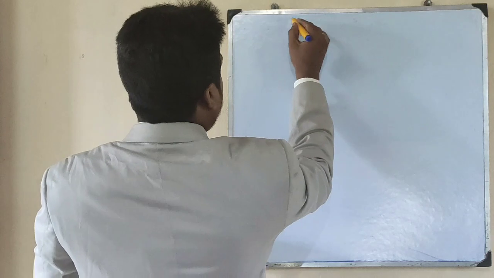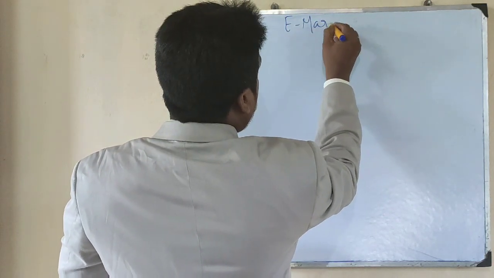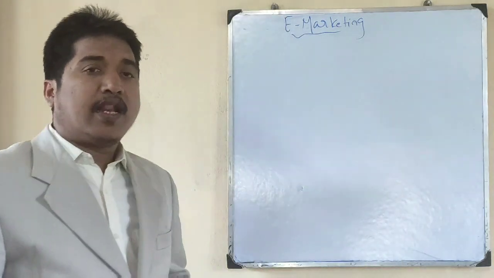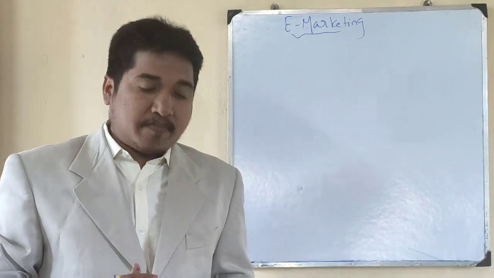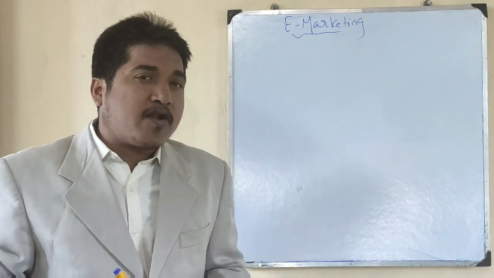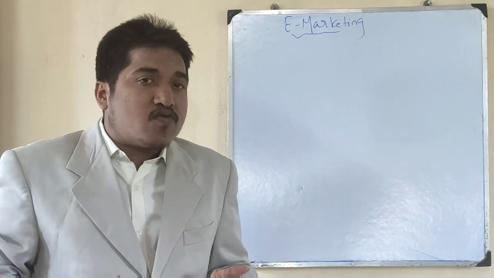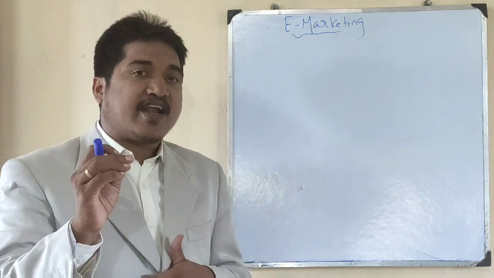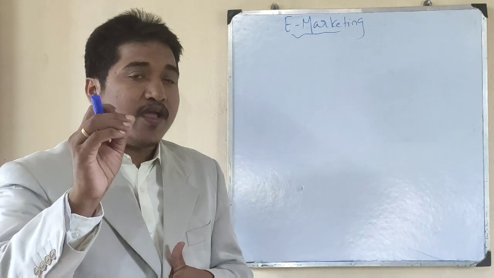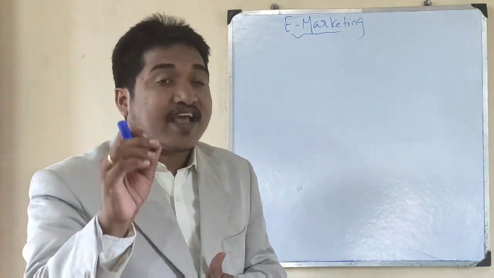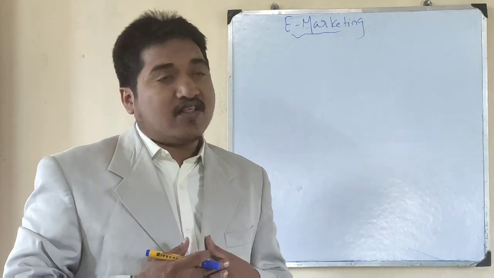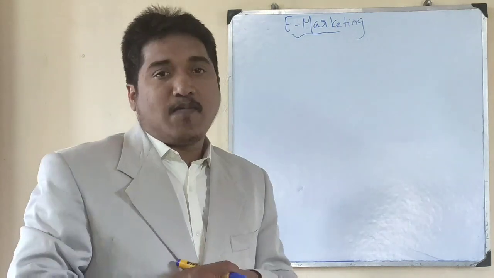Now I am going to tell about the topic of e-marketing. The name e-marketing represents electronic marketing. What is the main use of electronic marketing? Nowadays we can't do anything without using the internet. Here, e-marketing means that through the internet connection they market the product to the customer or consumer, and based on that they benefit. This is what we represent in e-marketing.